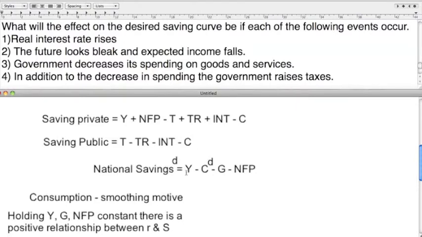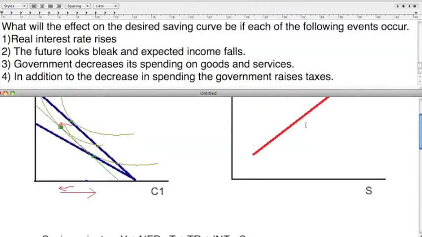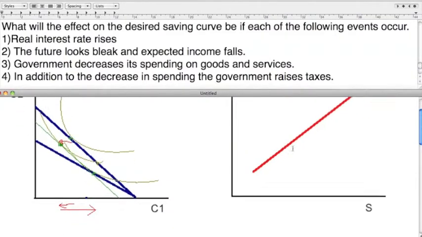So holding Y, G and net factor payments constant, there is a positive relationship between R and S, because an increase in R will see a decrease in desired consumption right now. A decrease in desired consumption here, because it's minusing off, to balance it out, we'll see an increase in national savings here. And that's the relationship we see here with the red line on the right hand side.